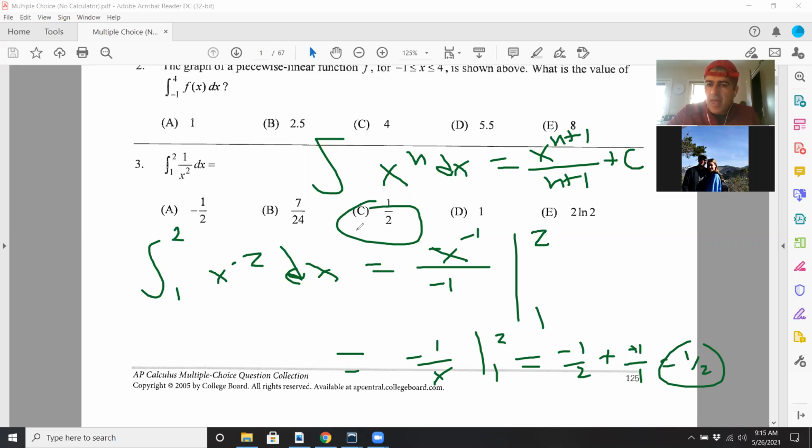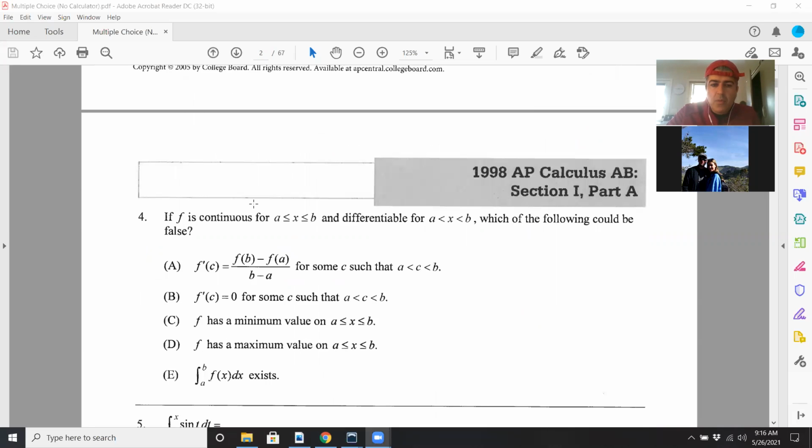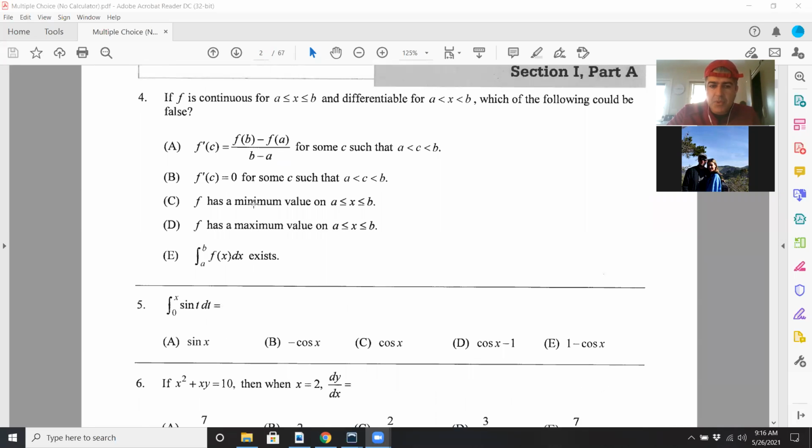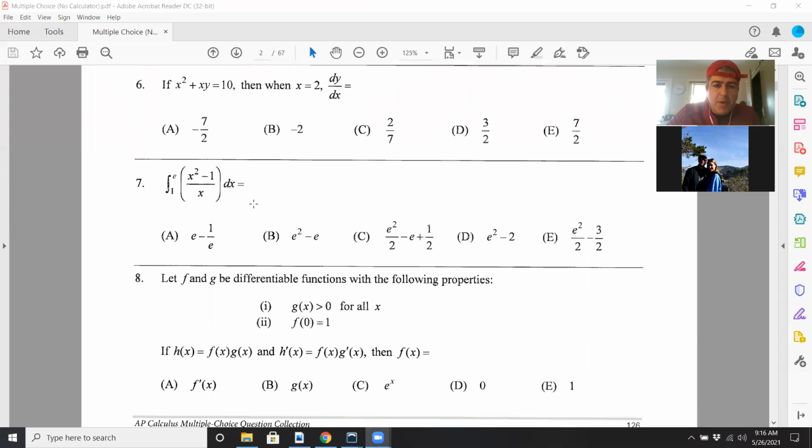So that's why the answer is C for that one. I'd say those are pretty straightforward ones. You kind of want to get to those quickly. We are going to encounter some that are a little more conceptual, and we'll keep going in order here a little bit.